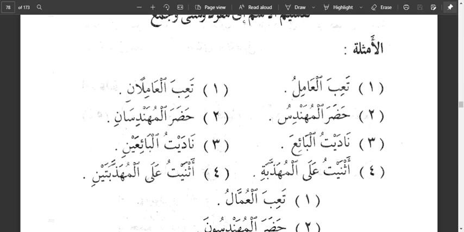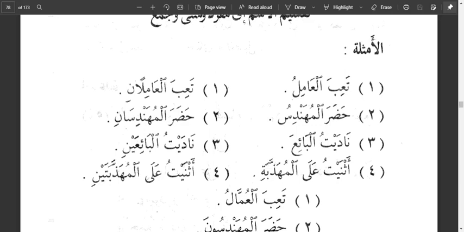Athnaitu ala al-muhadhabati. I praised a cultured female. I praised a cultured female. So al-muhadhaba is the singular word. We have al-muhadhabu, which is the masculine word. Then we have al-muhadhabatu, which is the feminine word. So it's still a singular word.